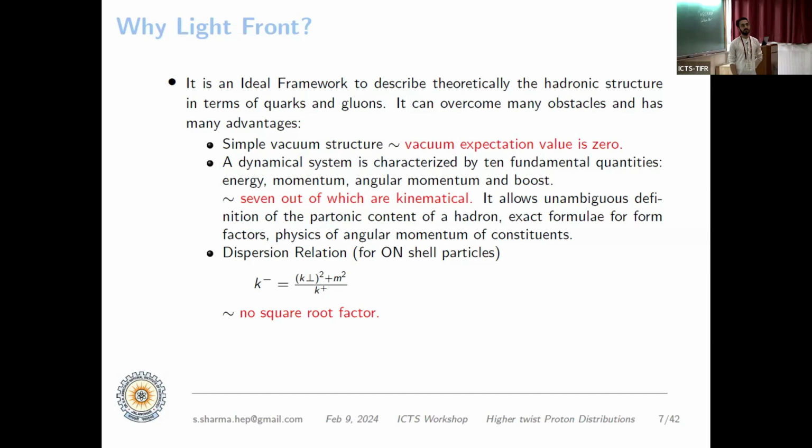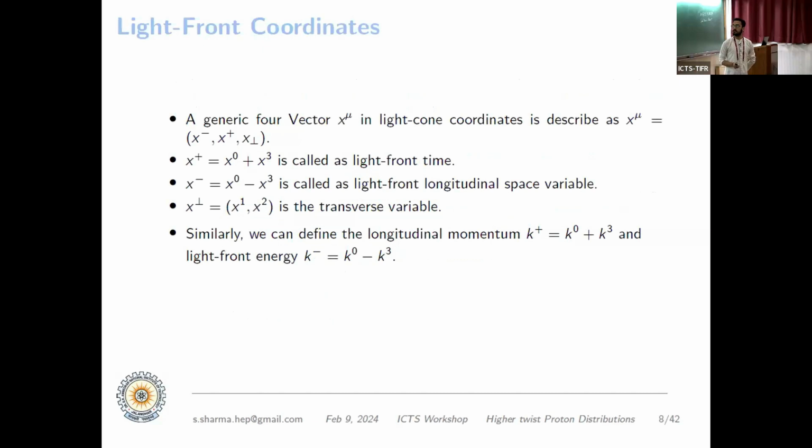Second, we know that a dynamical system is characterized by 10 fundamental quantities, which are energy, momentum, angular momentum, and boost. In this case, 7 out of them are kinematical. It is good to point out here that in other forms, the number of kinematical variables is 6. The third one is that it has a simple dispersion relation, which does not contain any square root factor. So we are going to work with the light front.